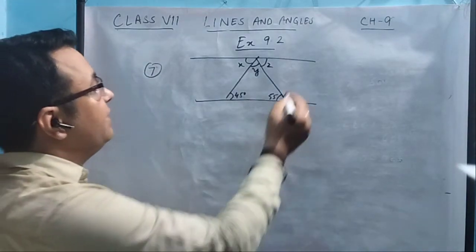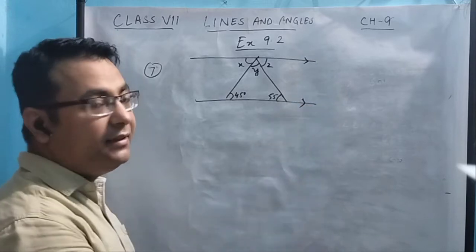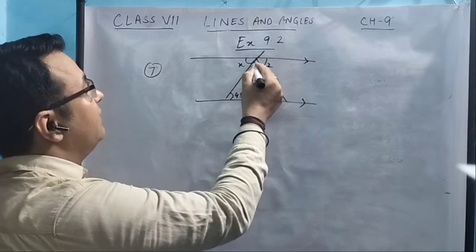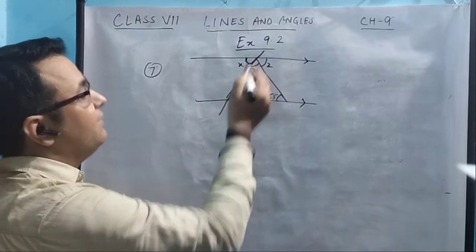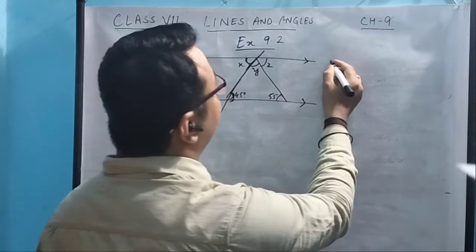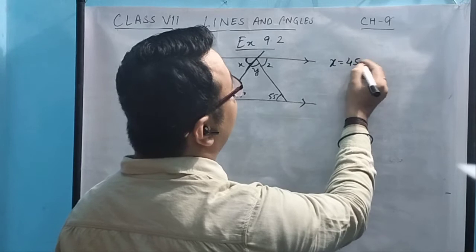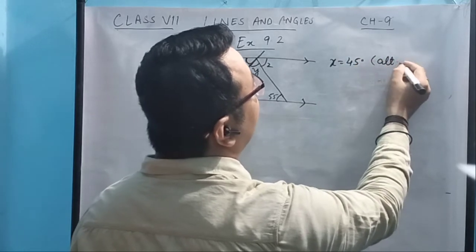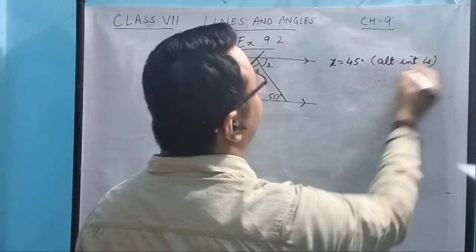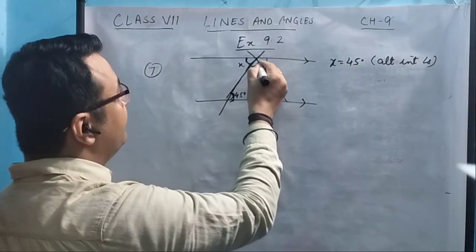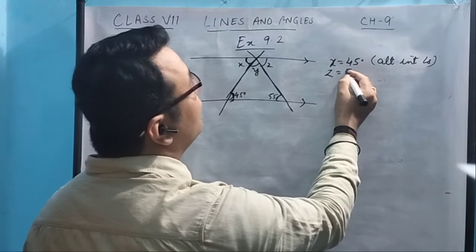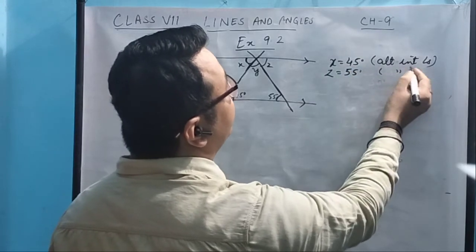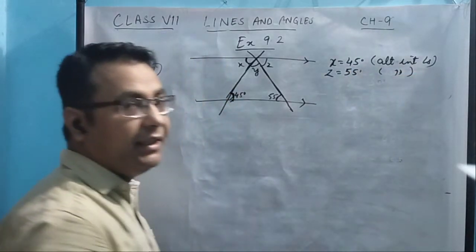As you can see, these two lines are parallel lines, and if we consider this as transversal, then what is the relation between 45 and X? They are alternate interior angles. So X will be equal to 45 degree, reason being alternate interior angles. Similarly, if we consider this transversal, then 55 and Z are also alternate interior angles. So Z is 55 degree, reason will be same, alternate interior angles.